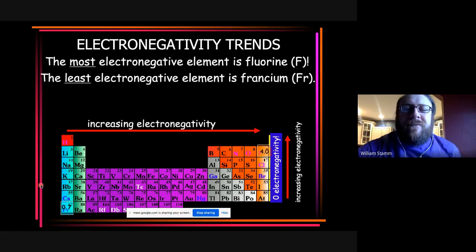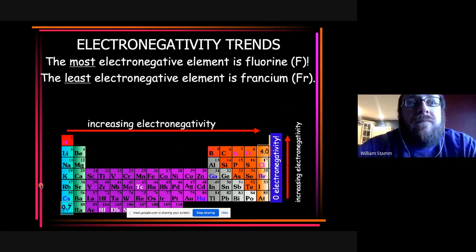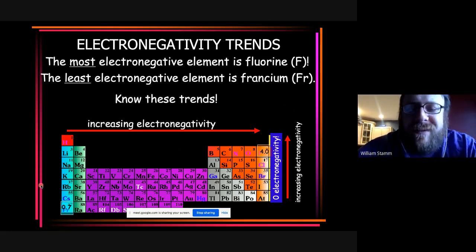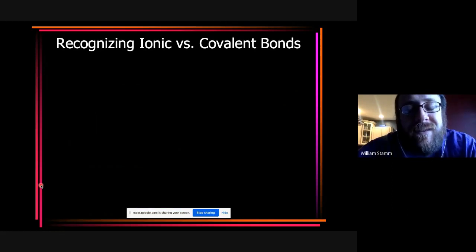So it increases going right and going up. Remember, the noble gases have 0 electronegativity. The ones with a higher electronegativity, more electrons are attracted to them. So that's kind of how it goes. Knowing these trends can help you out a lot when determining what kind of bond is formed. Is it polar? Is it nonpolar? Is it ionic?